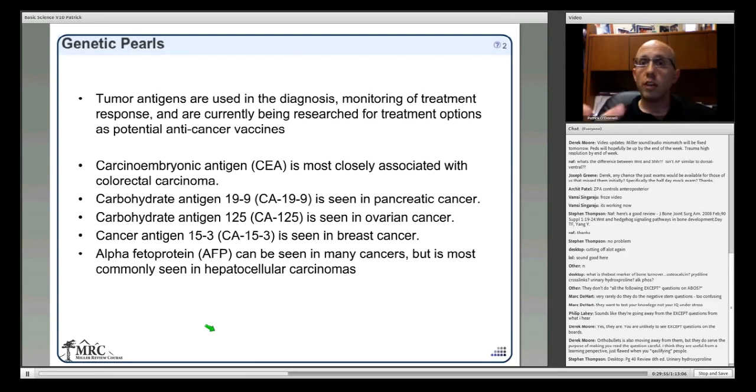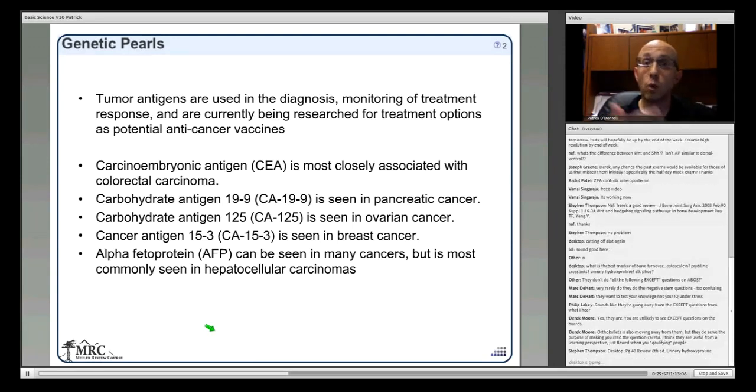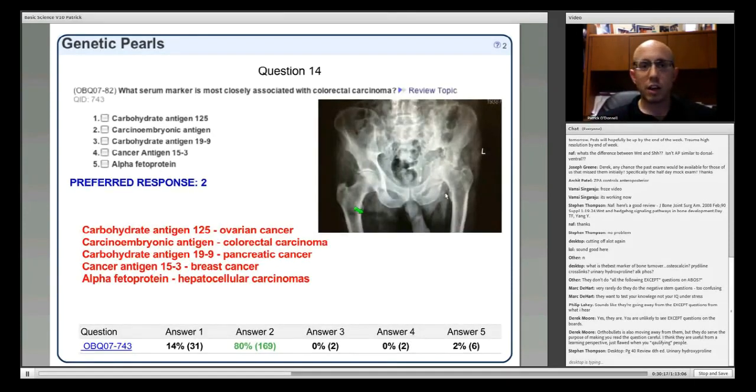If we know these antigens are associated with these cancers, why not use them to treat? So colon cancer is seen with CEA, CA19-9, pancreatic cancer, CA125, ovarian cancer, CA15-3, breast cancer, and alpha-fetoprotein, many cancers, but it's most commonly seen in liver cancers. Back to the question, what serum marker is most closely associated with colorectal carcinoma?